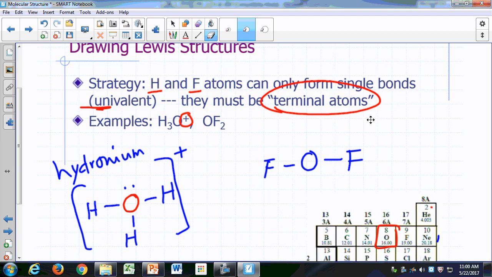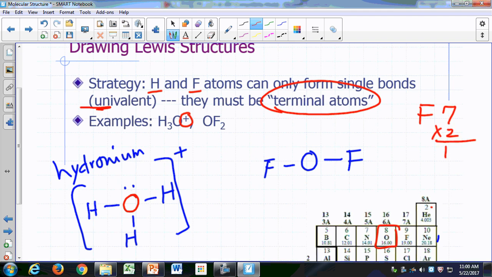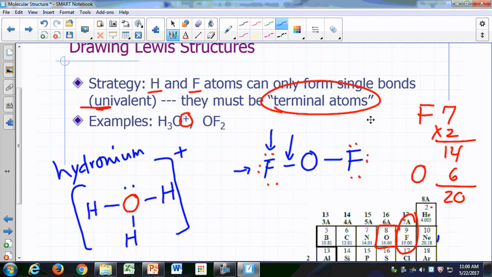So now let's see. Fluorine contributes 7 times 2, that's 14. Remember, fluorine belongs to group 7A. And oxygen contributes 6, so that's a total of 20 that you need to show. Well, let's follow the octet rule. Let's give fluorine its octet. So the bond makes 2, so you need 3 lone pairs, 2, 4, 6, 8. The other fluorine needs three more lone pairs. So you have 2, 4, 6, 8. You have an octet around the fluorine.